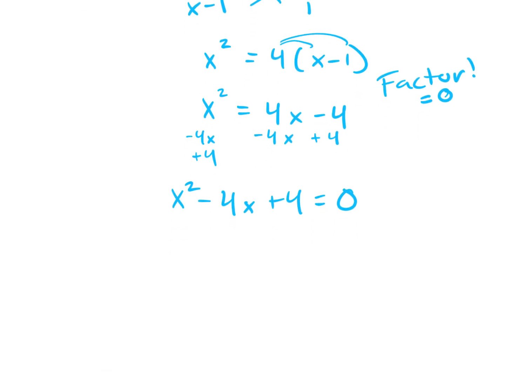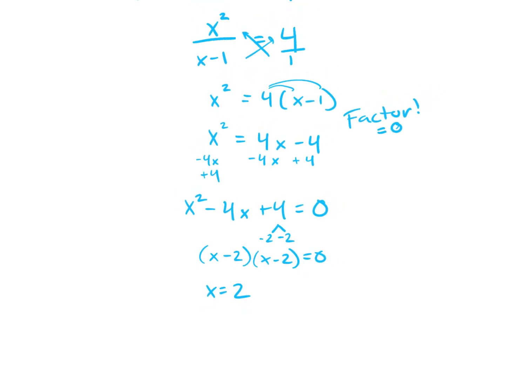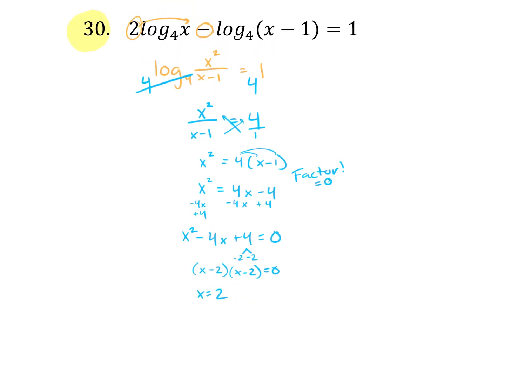Now we can factor. What are two factors of 4 that add to negative 4? Negative 2 and negative 2. Perfect. So x minus 2 and x minus 2 equals 0. So what does x equal? 2. Awesome. When you're dealing with logs, make sure you check for extraneous solutions.